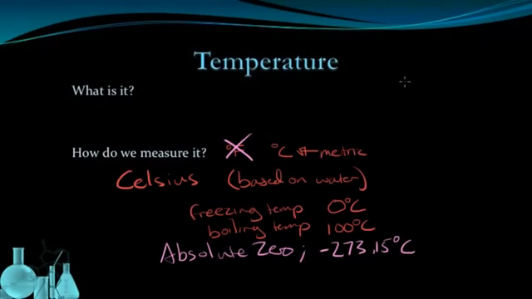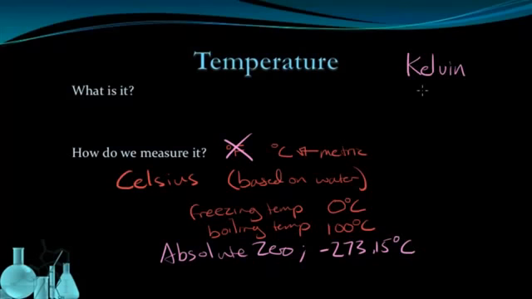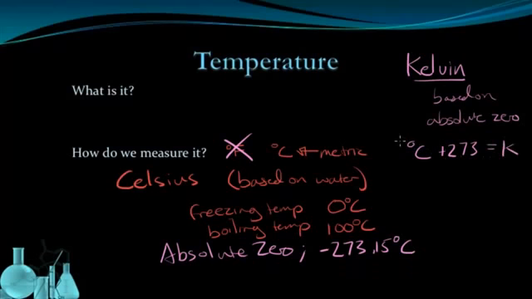Now absolute 0 is so cool we actually made an entire scale based on it called the Kelvin scale. And expressing temperatures in Kelvin is going to be something very useful when we talk about gas laws. So the Kelvin scale is based on absolute 0. And basically, to convert to a Kelvin temperature, all you have to do is take the temperature in degrees Celsius and add 273 to get the Kelvin temperature. This is our conversion for converting Celsius temperature to Kelvin temperature.